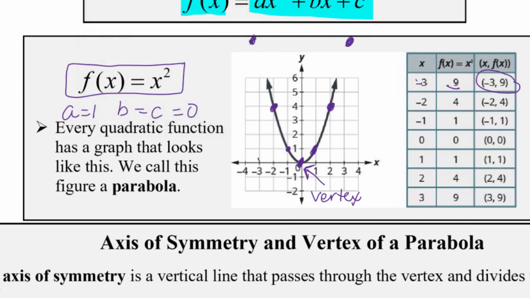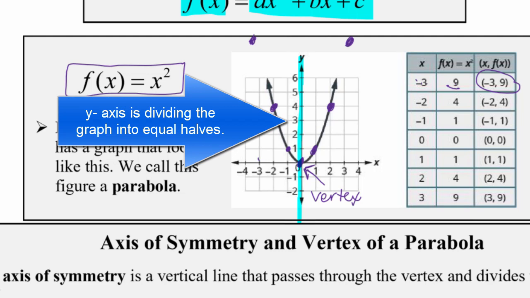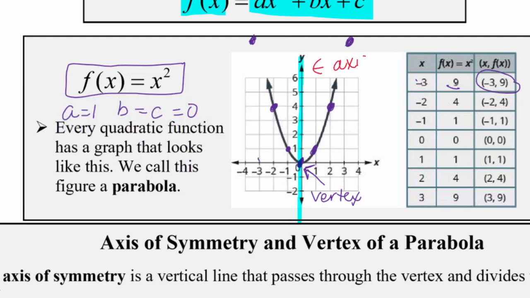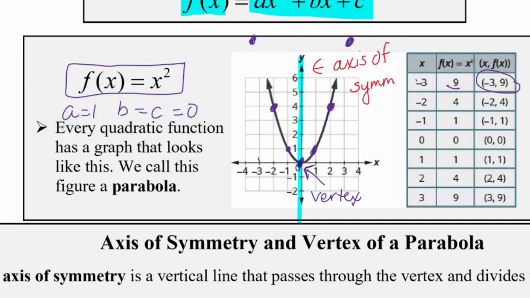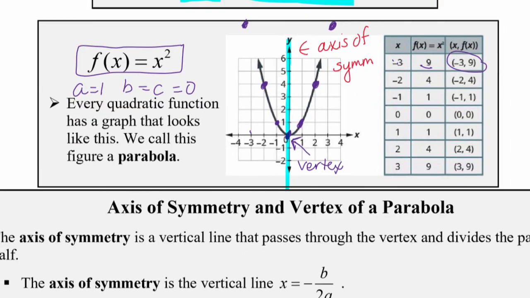In our example, the y-axis is acting as the vertical line that splits the parabola into two equal halves, right? And so we give that vertical line a name and we call that the axis of symmetry. So in our parent function, it happens to be the y-axis, but when we move the parabola around the graph, you're going to get different vertical line equations, right? So you'll see that in the examples, okay? All right, let's go to the next box.